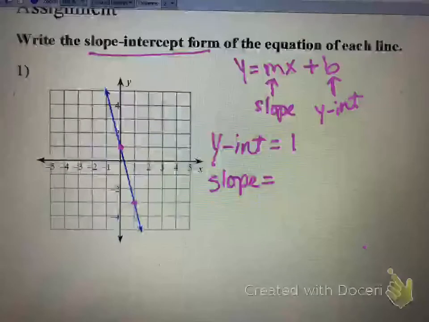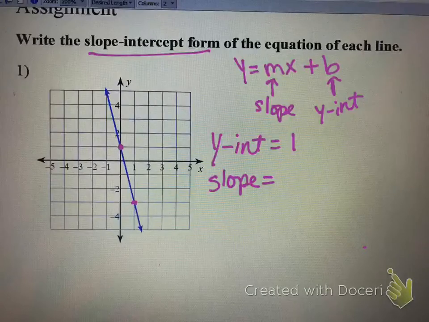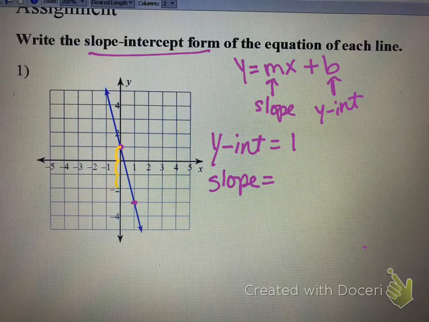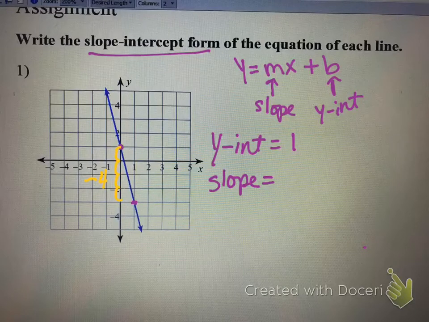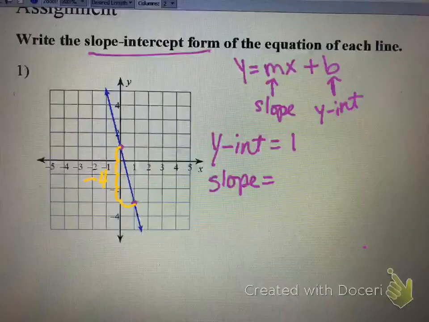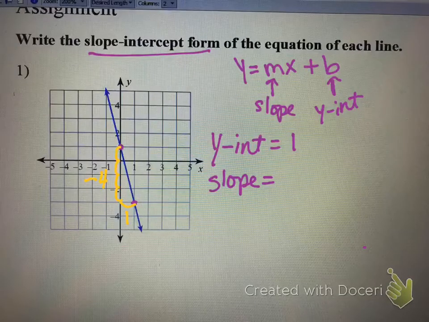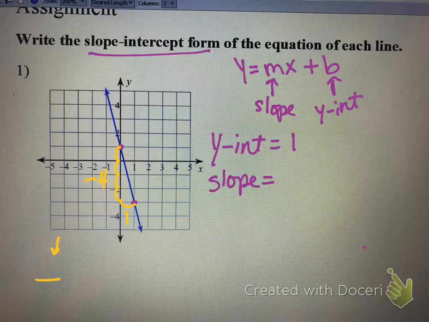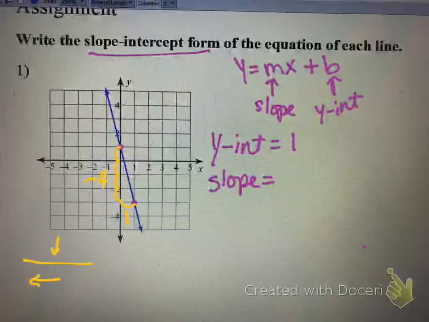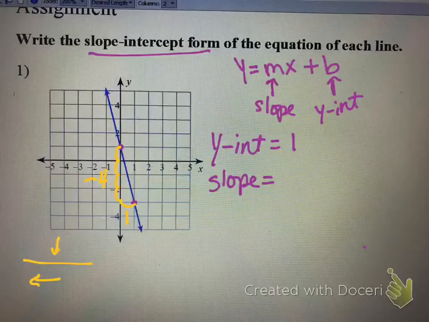So let me change color here. So I'm moving down 1, 2, 3, 4 spaces. So I'm moving down 4 and over 1. So notice I made that 4 negative since I'm moving down. Remember, if you move down or to the left, that's when your numbers are negative.